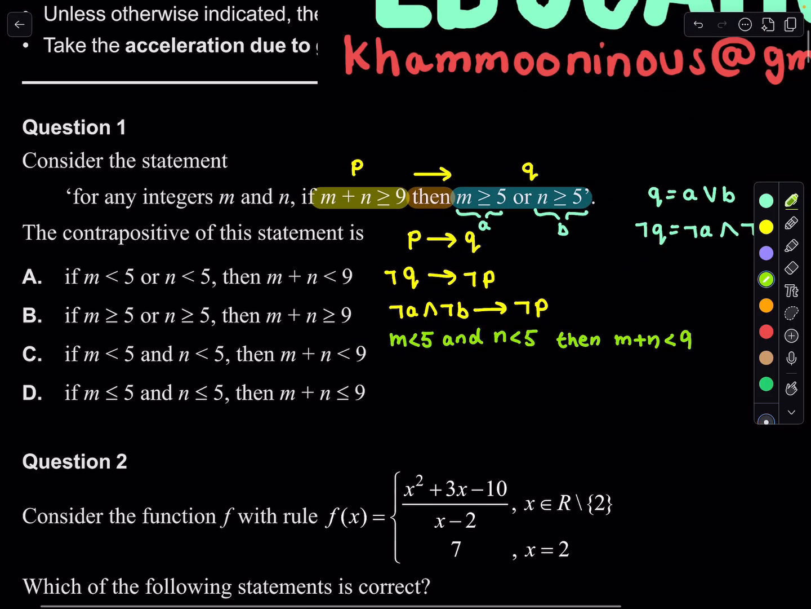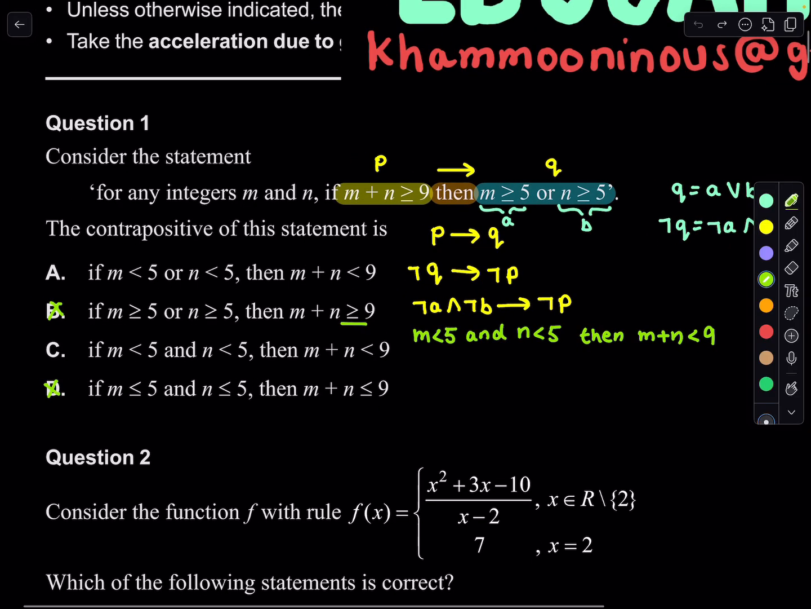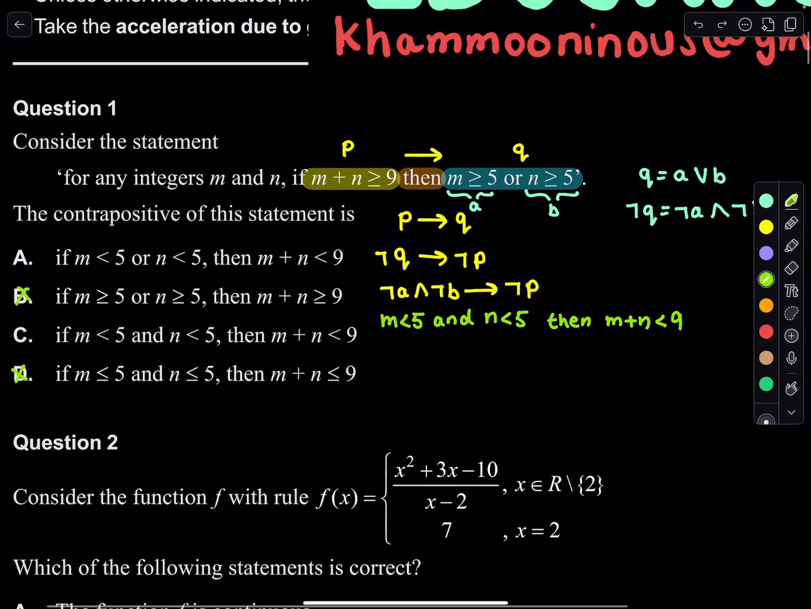So let's compare that to all our answers. First of all, 100% it's not D and it's not B because you have the greater or equal. They're supposed to not be greater or equal. And the difference between A and C, it's C because C has "and". Look, can you see how it's m is less than 5? We have that. And n is less than 5. Then m plus n is less than 9.